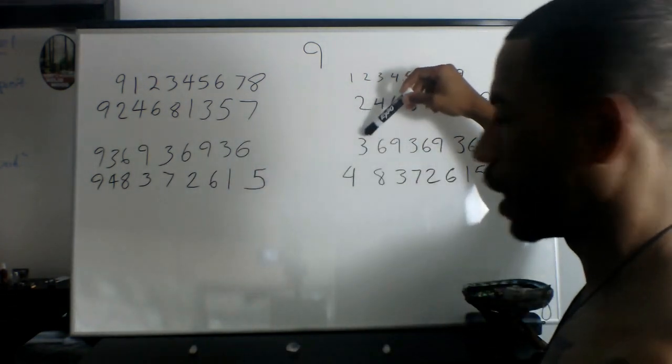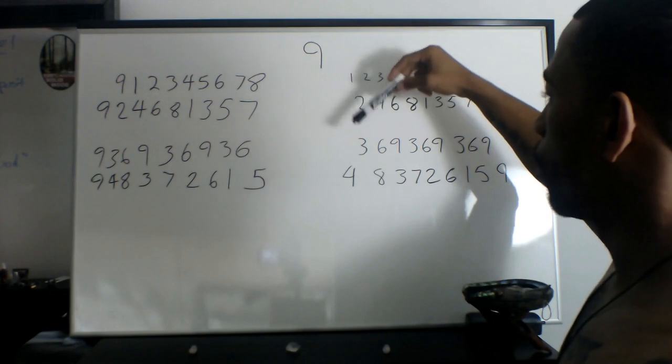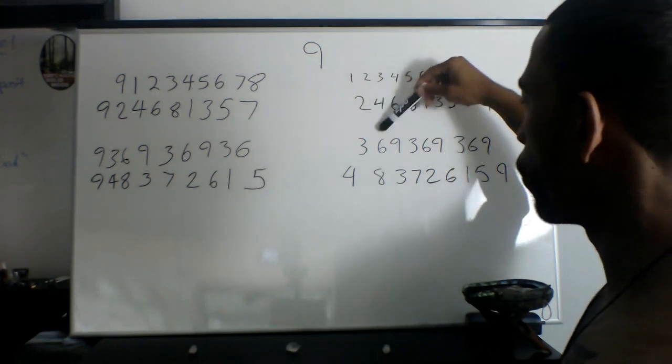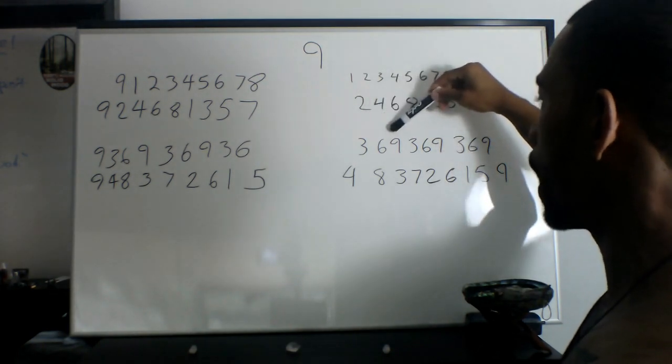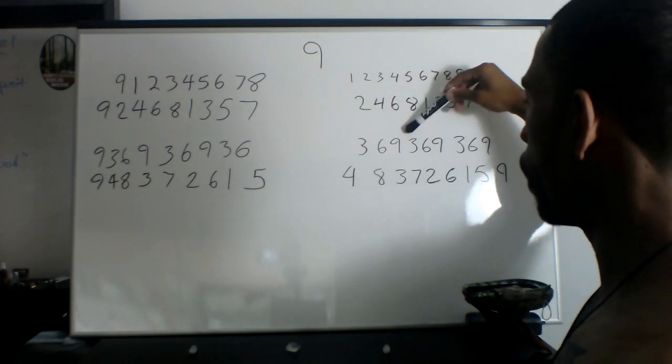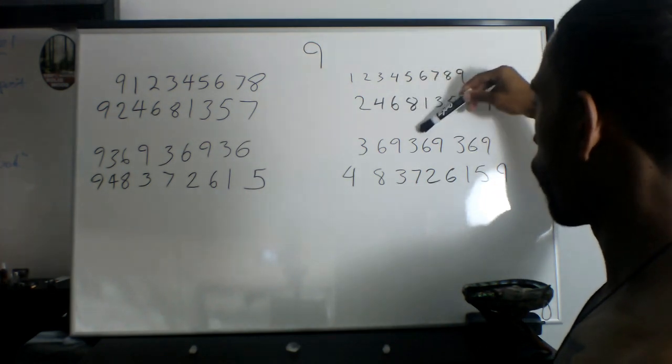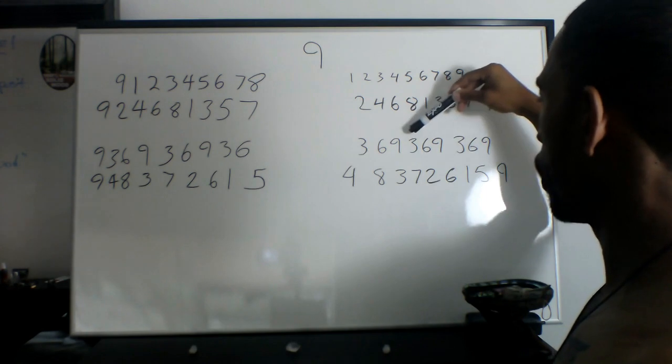Now we're at the 3. Remember, this is the oscillator. So we've got 3 times 1 is 3. 3 times 2 is 6. 3 times 3 is 9. 3 times 4 is 12. 1 plus 2 is 3. 3 times, let's see, what did I say?